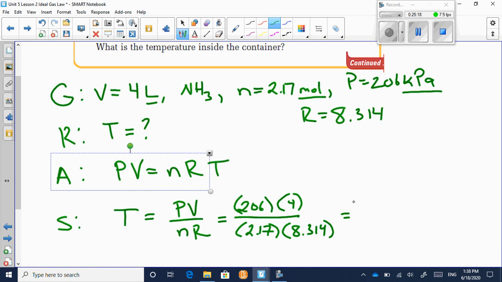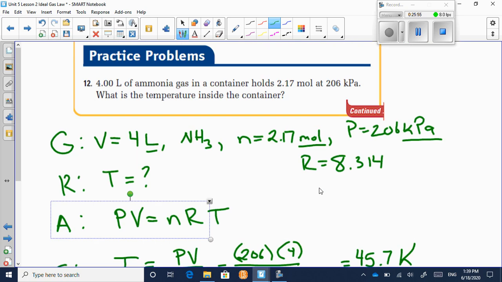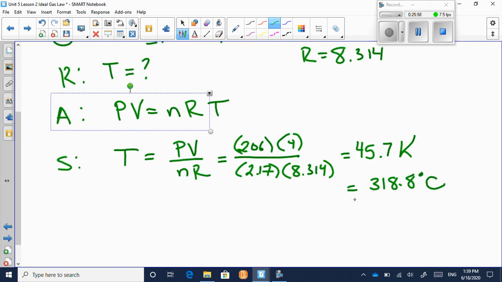Okay, so 4 times 206 is equal to 824, divided by 2.17, divided by 8.314, and you get 45.7 Kelvin. And I could add 273.15, and so that is equal to 318.8 degrees Celsius. Let's double check how many significant digits. I'm only allowed 3, so it's probably 319 degrees Celsius.